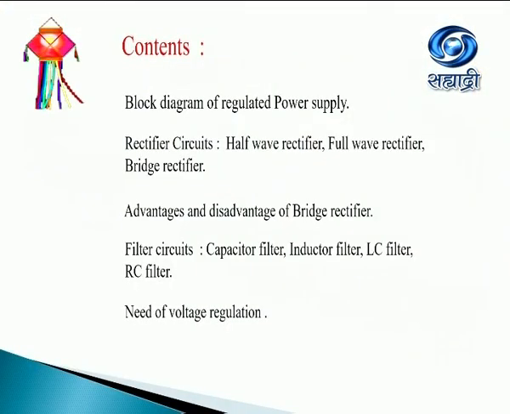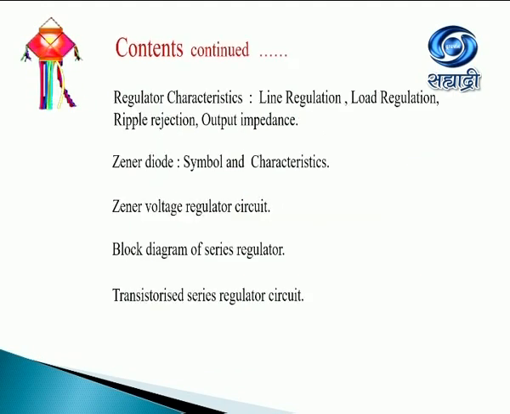Contents of the chapter. Block diagram of regulated power supply. Rectifier circuits: half-wave rectifier, full-wave rectifier, bridge rectifier. Advantages and disadvantages of bridge rectifier. Filter circuits: capacitor filter, inductor filter, LC filter, RC filter. Need of voltage regulation. Regulator characteristics: line regulation, load regulation, ripple rejection, output impedance.